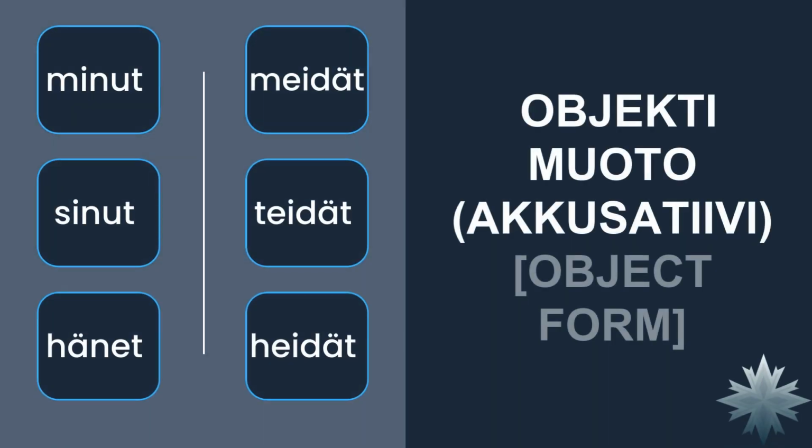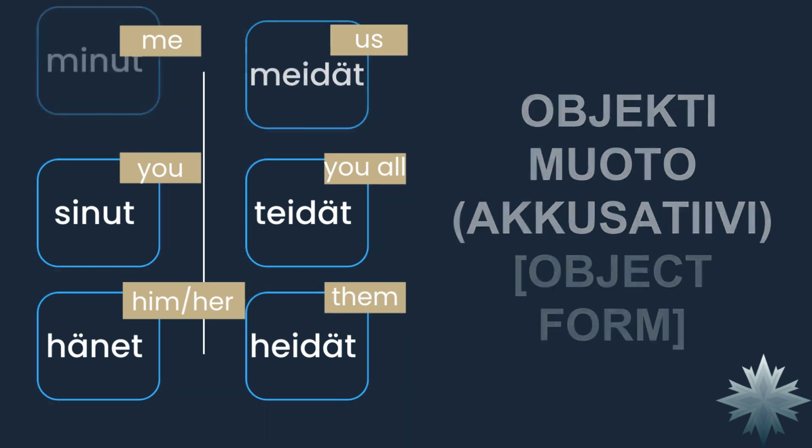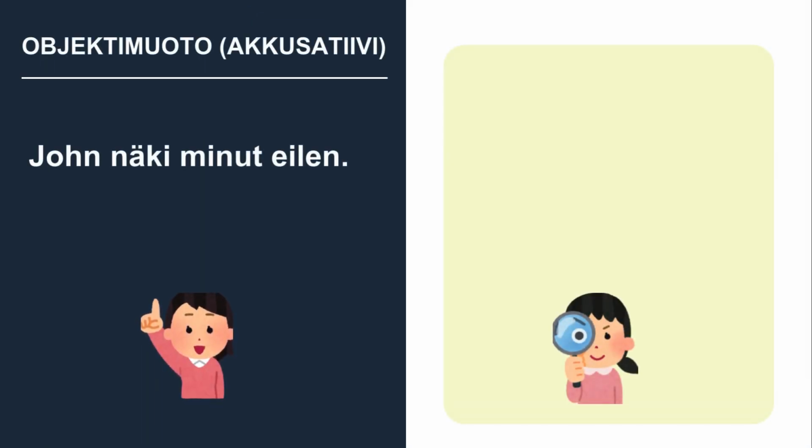Now let's see how object pronouns are changed to the accusative case or Akkusatiivi. Minut, me. Sinut, you. Hänet, him or her. Meidät, us. Teidät, you all. Heidät, them. Now, let's look at some example sentences.